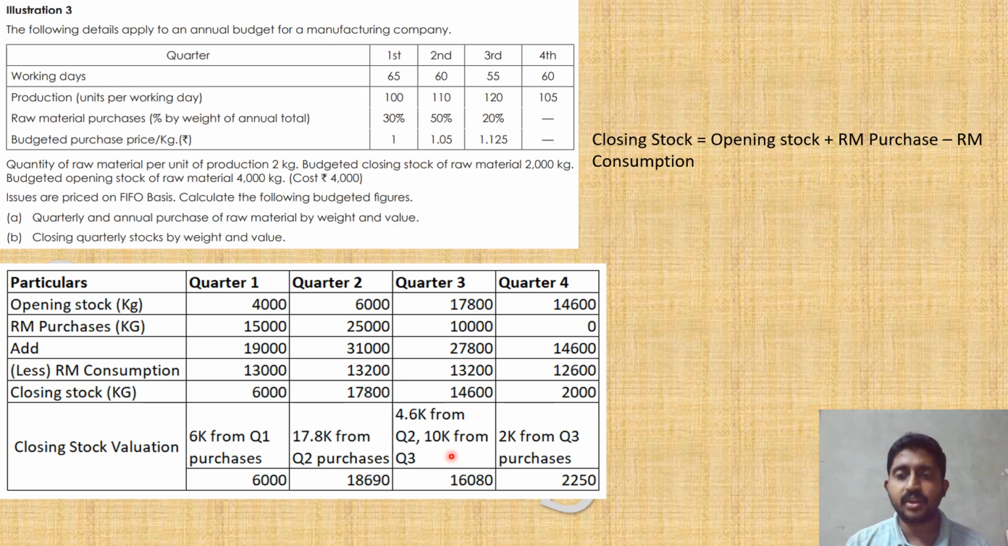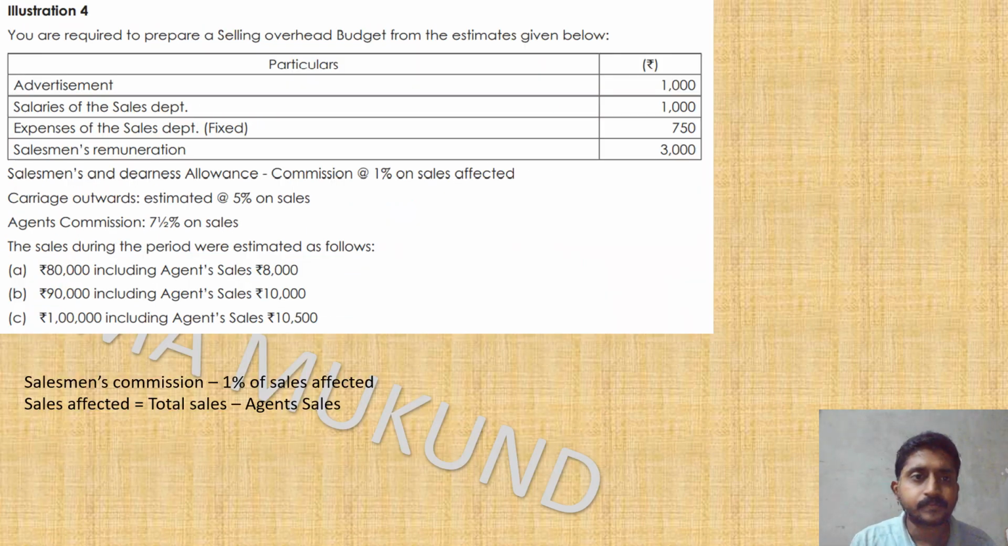So students, we will go to our next problem. Okay, so this is a very simple problem. I have not solved it, but where the students will have a query, I have plotted that alone. We are preparing a selling and overhead budget for which advertisement expense value is given, salary of sales department is given, fixed expenses is given, salesman's remuneration is given. So all these are expenses. You can directly take to the budget that these are all the budgeted expenditures.